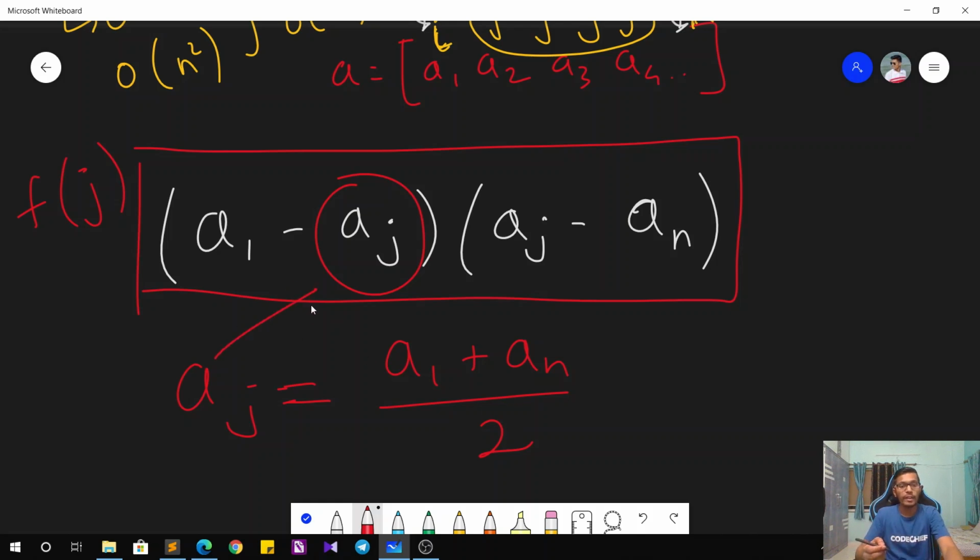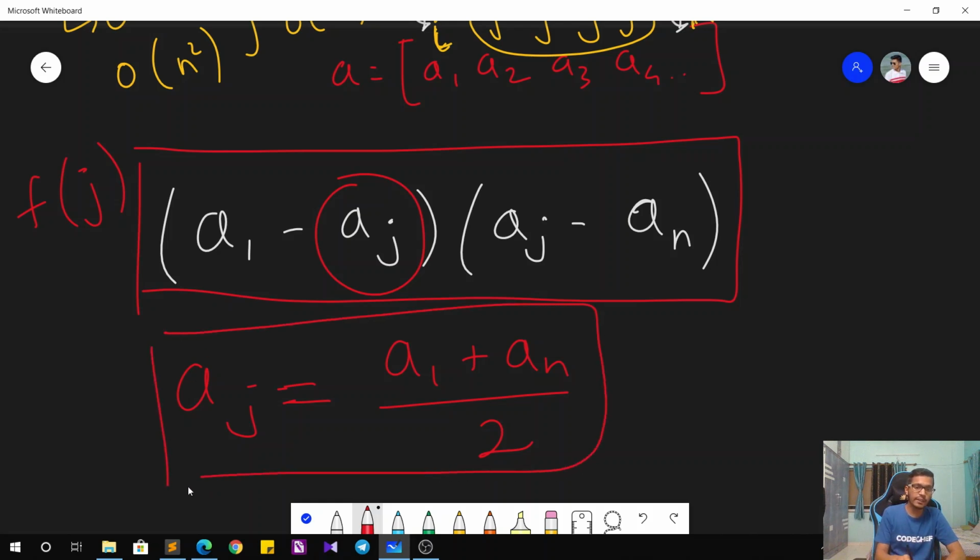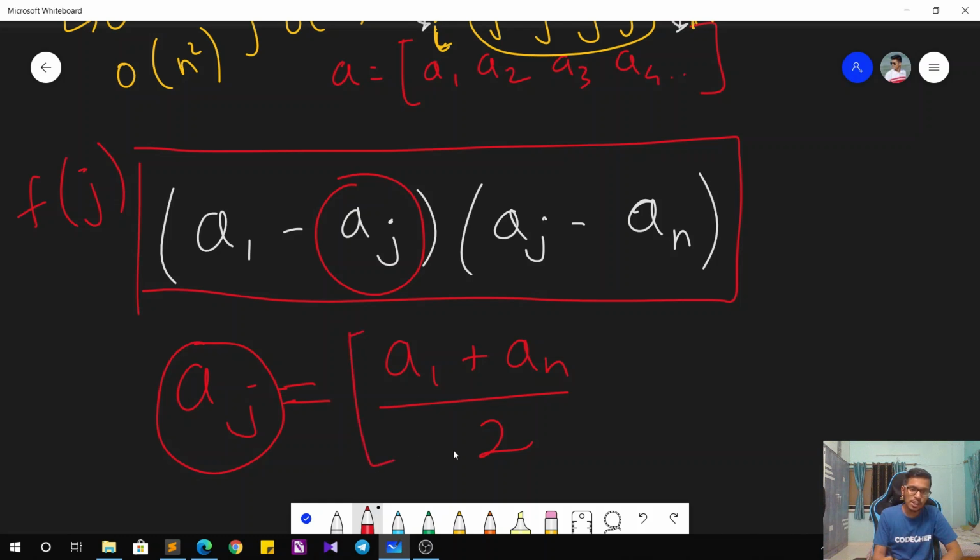No. Why? Because this is an ideal scenario. We have discrete values in the array, right? So what we actually have to do is find a value of aj that is as close as possible to this value, that is (a1 plus an) divided by 2. That can be done using binary search. And why can we apply binary search? Because our array was sorted.